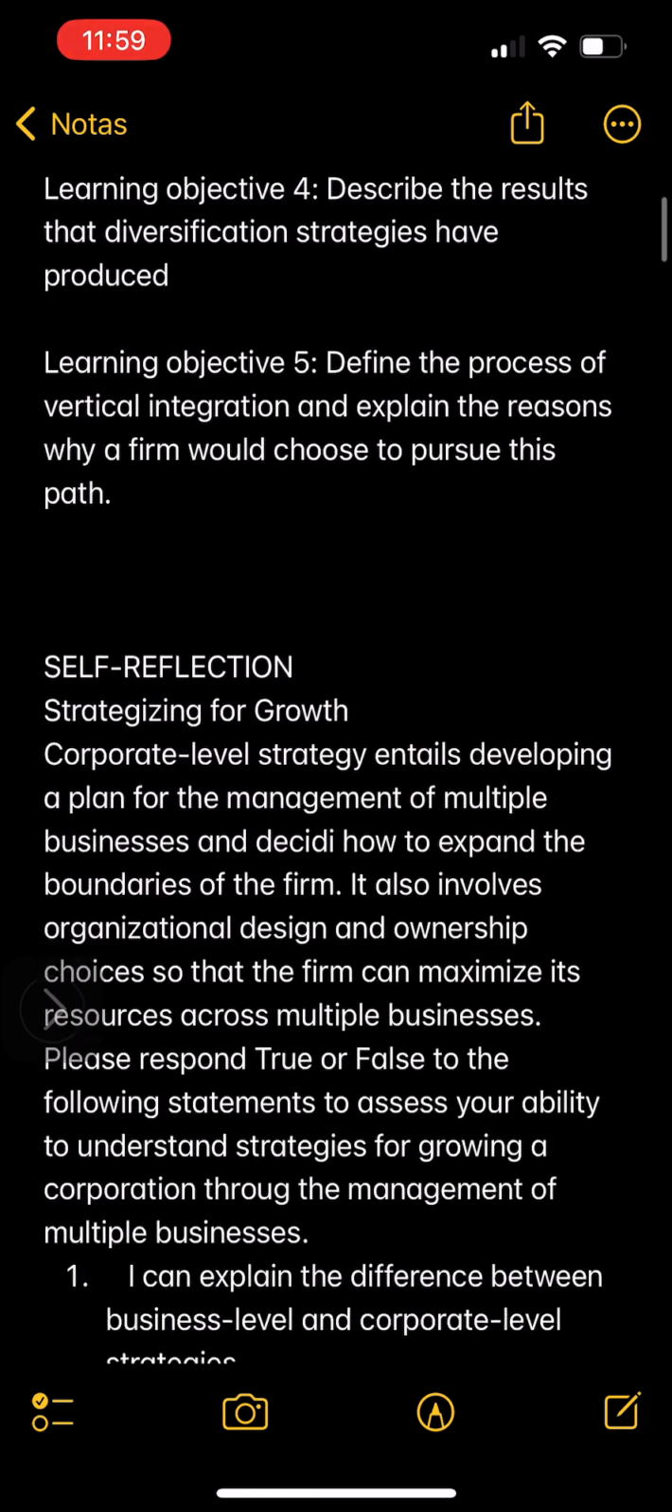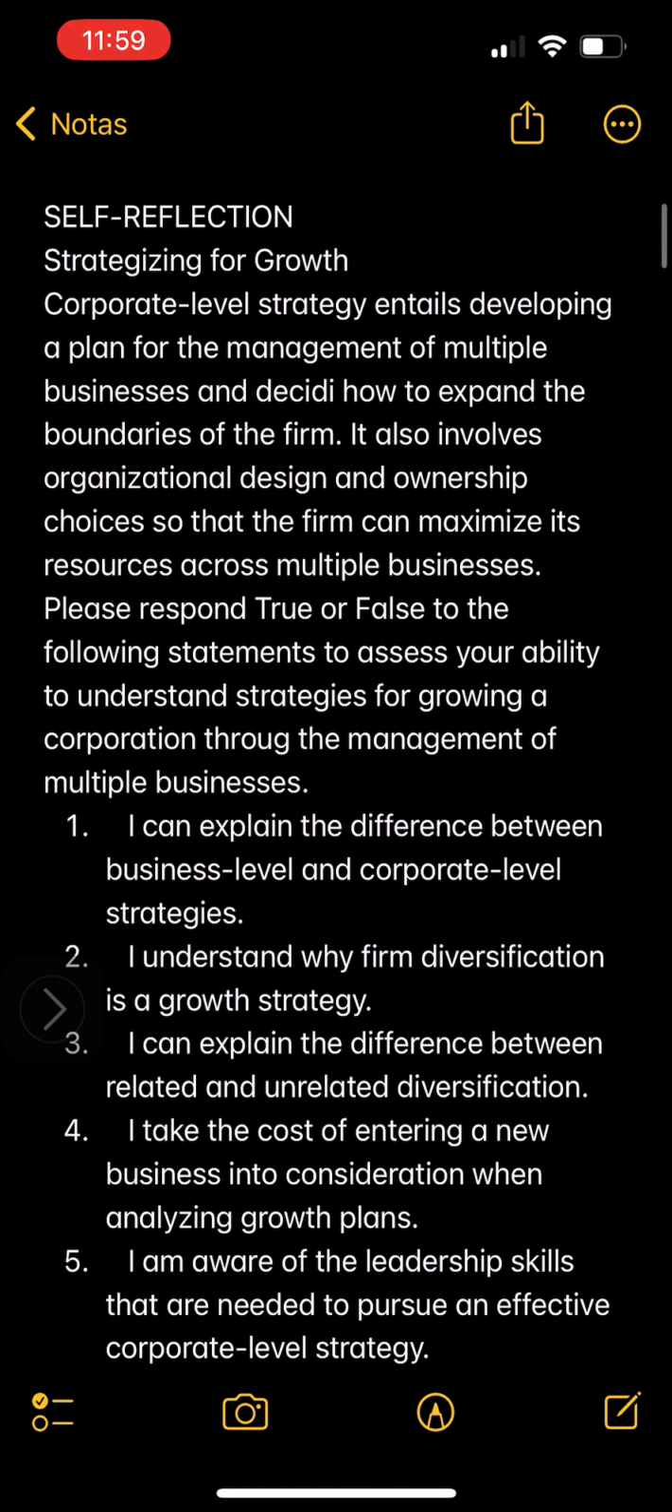Self-reflection. Strategizing for growth. Corporate level strategy entails developing a plan for the management of multiple businesses and deciding how to expand the boundaries of the firm. It also involves organizational design and ownership choices so that the firm can maximize its resources across multiple businesses. Please respond true or false to the following statements to assess your ability to understand strategies for growing a corporation throughout the management of multiple businesses.